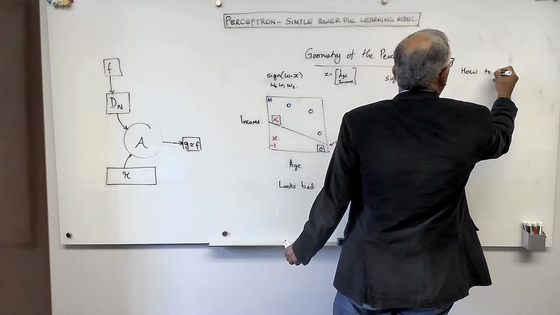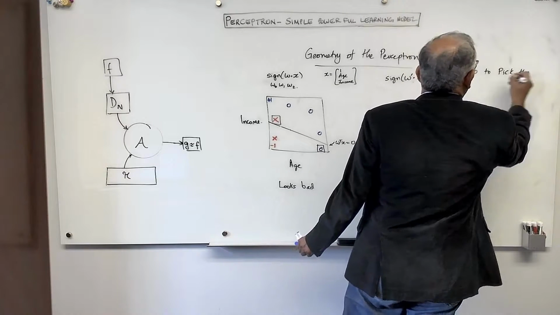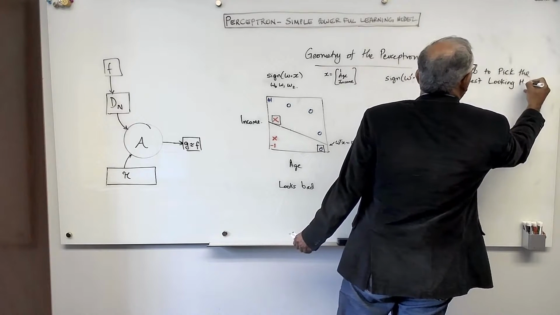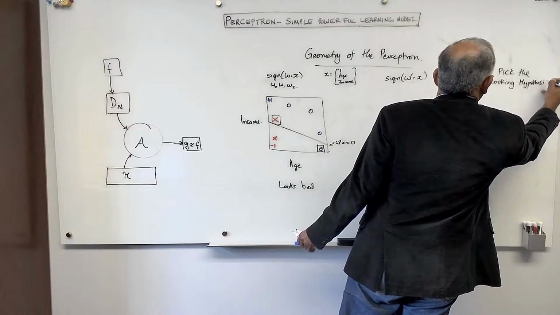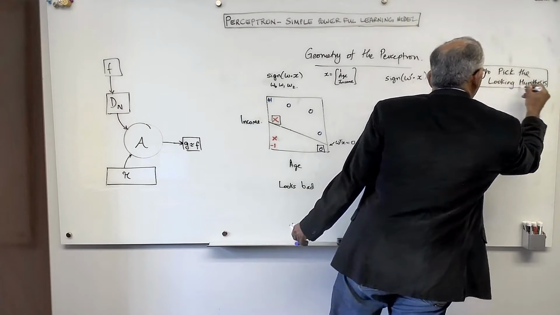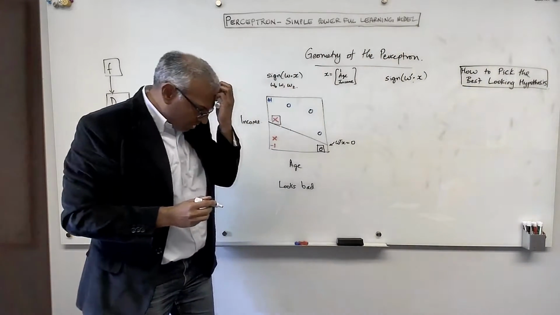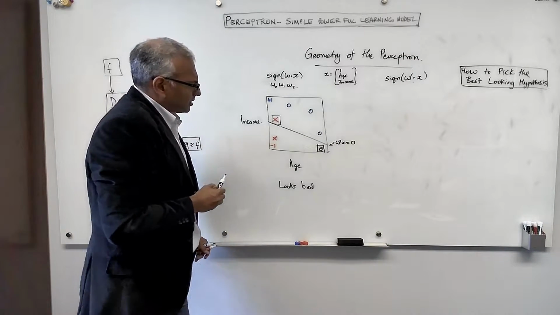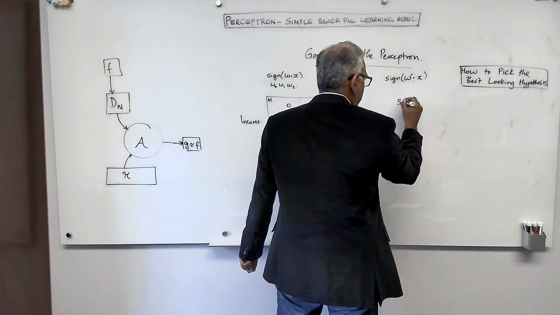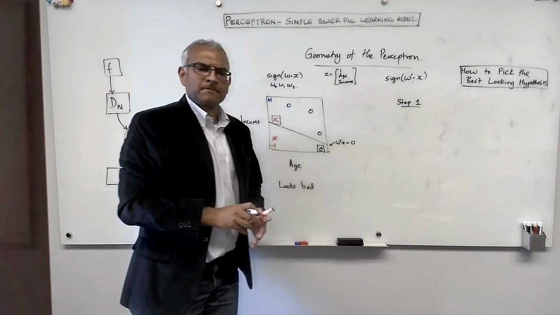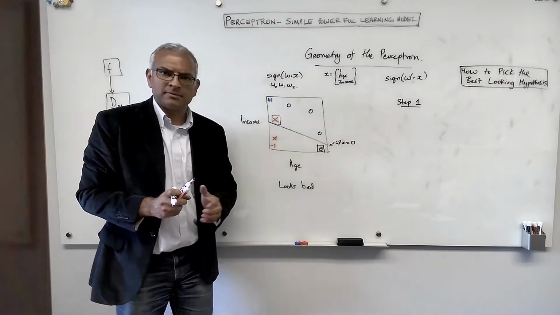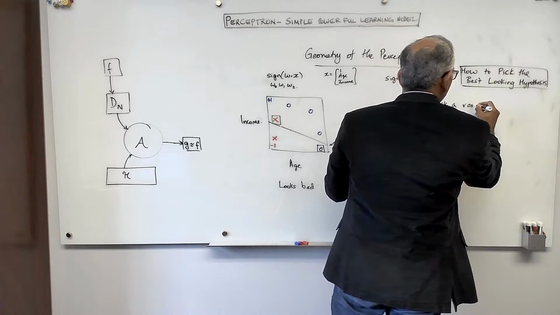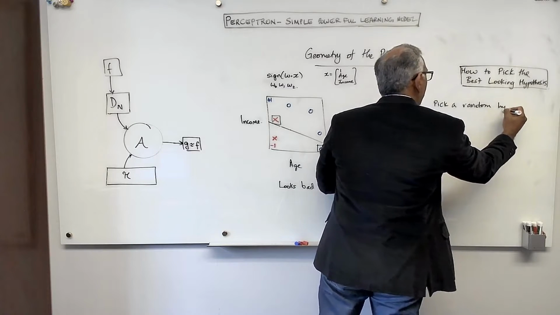How to pick the best looking hypothesis. Okay, so here's the basic idea we're going to try to implement. Step one, pick a random hypothesis. For example, this one.